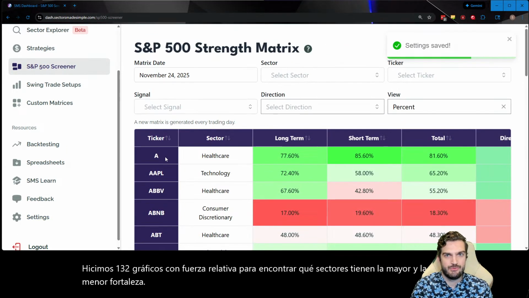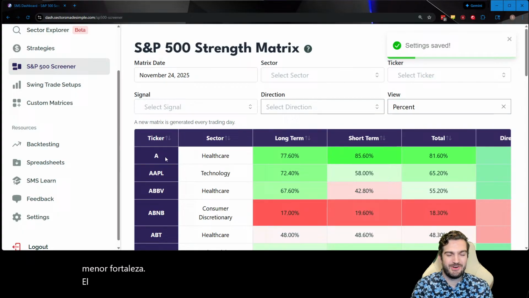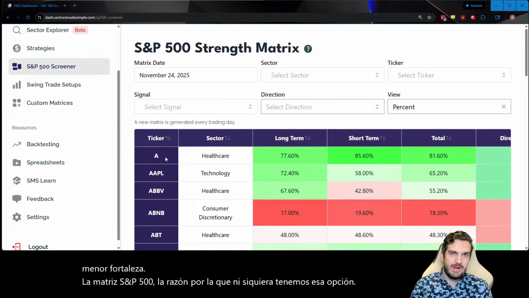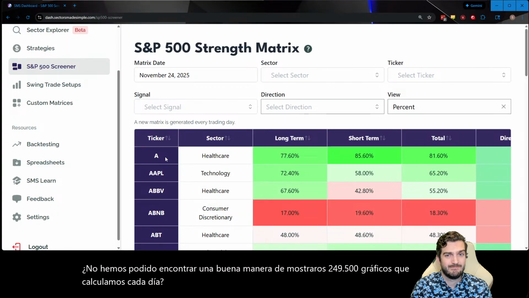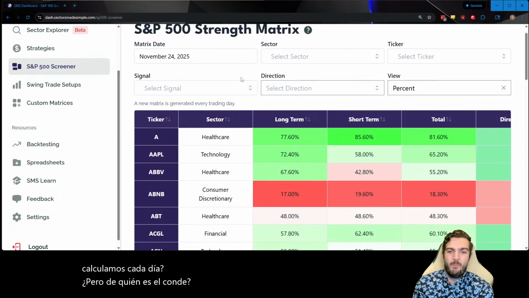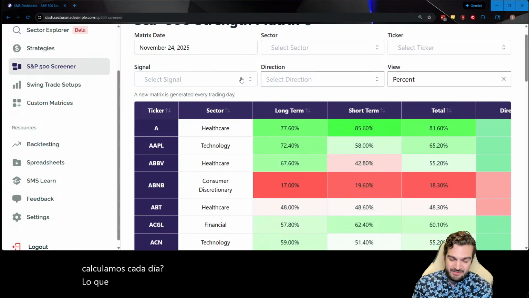The S&P 500 matrix, the reason that we don't even have that as an option is we couldn't figure out a good way to show you 249,500 charts that we calculate every single day. But who's counting? What we end up with, though, are the same three pieces of information.